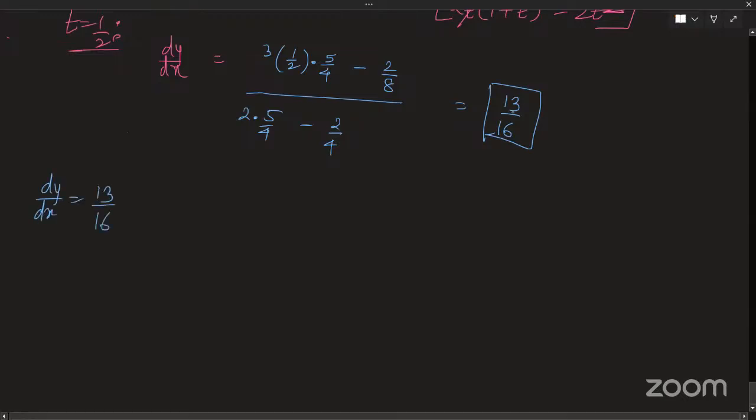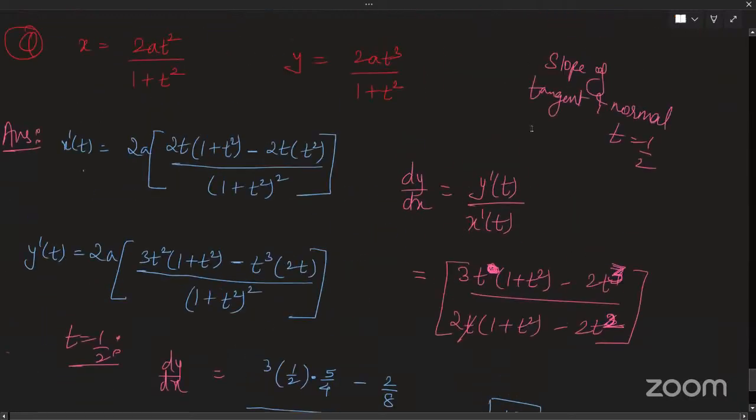Now, how will I calculate my points? I know I need to know my x and y coordinate of the point also. How will I do that?